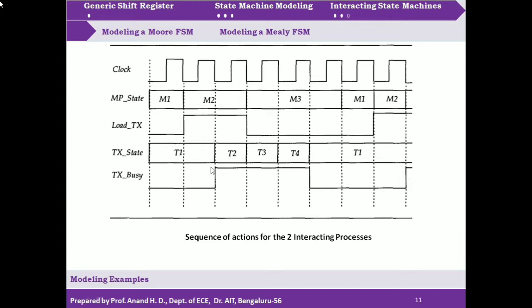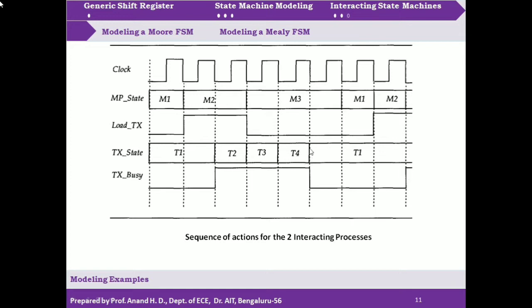As a result, there will be a state transition from M2 to M3, which is going to take place at the next negative edge of the clock input. So when this is in M3 state, there will be a state transition from T2 to T3, T3 to T4. That is what we have seen in the state machine model, correct?